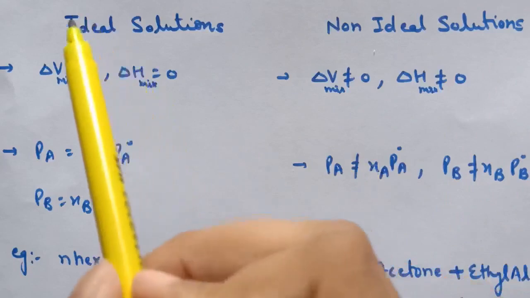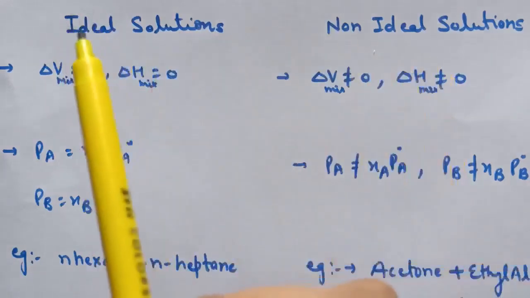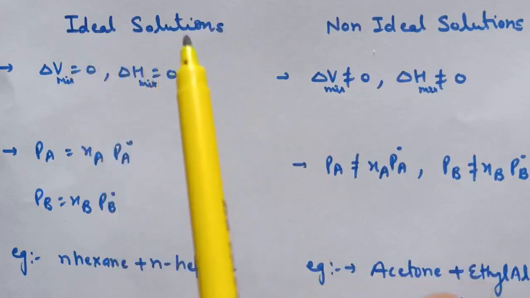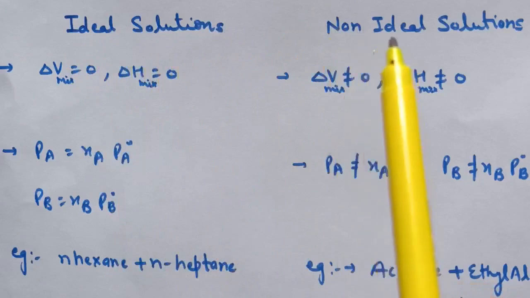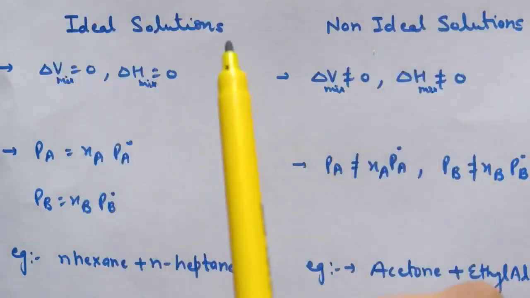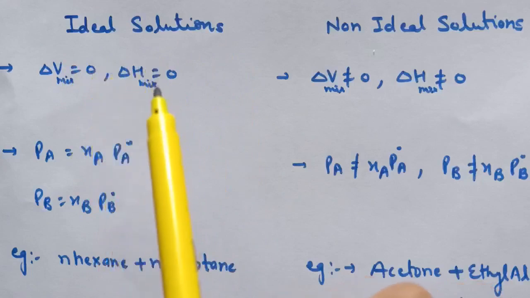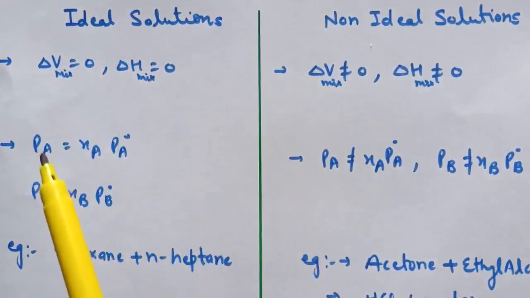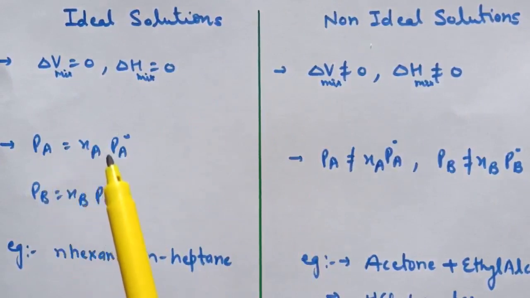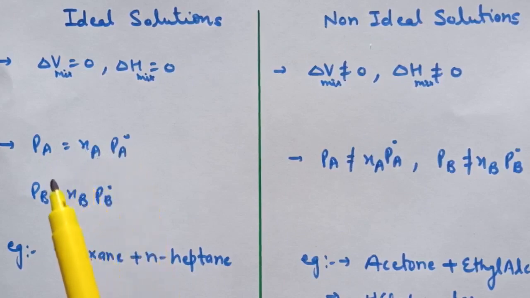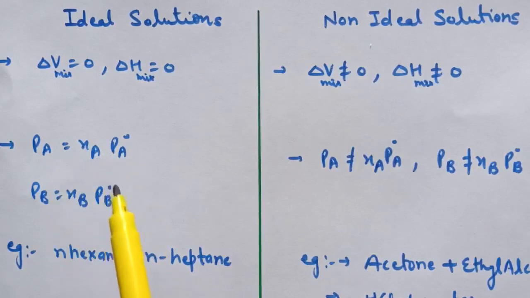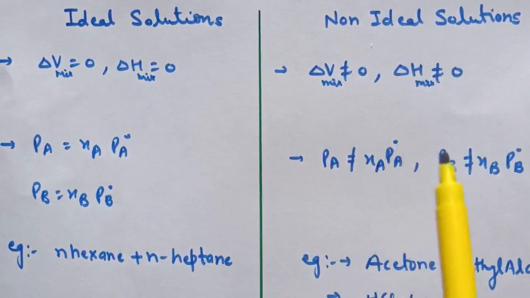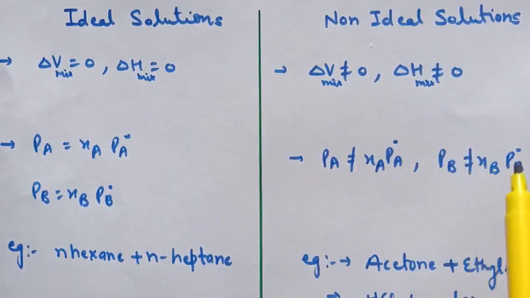So here are some differences between ideal and non-ideal solutions. First, those solutions which obey Raoult's law over the entire range of concentration are ideal solutions, and those which do not follow Raoult's law are non-ideal solutions. In an ideal solution, delta V mixing is 0 and delta H mixing is 0. Next difference is, in an ideal solution, the partial vapor pressure of component A will be equal to XA into PA naught, and PB will be equal to XB into PB naught. Whereas in a non-ideal solution, PA is not equal to XA into PA naught, and PB is not equal to XB into PB naught.